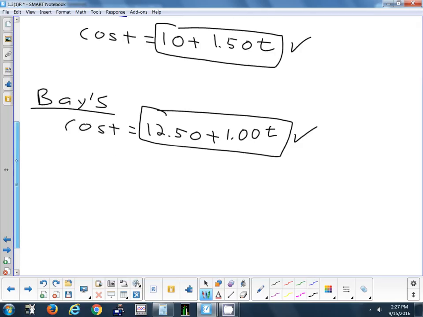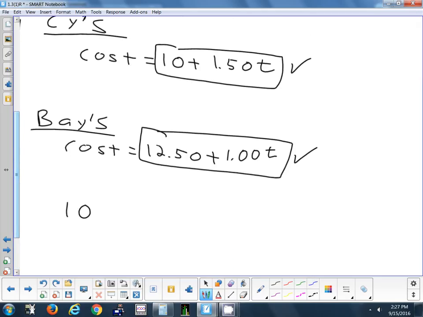So now just write that down. I want to know when the cost at Size is the same as the cost at Bay's. And that's the equation I need to solve. And once I solve it, that'll tell you how many toppings you would need to order in order for the cost at Size and Bay's to come out exactly the same. I just want to make sure my pluses don't look like T's. I try to curve my T a little bit.